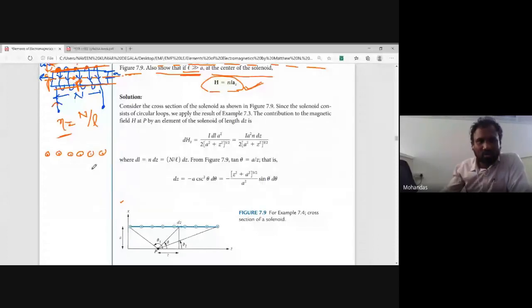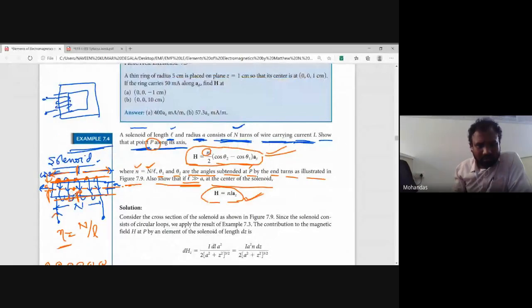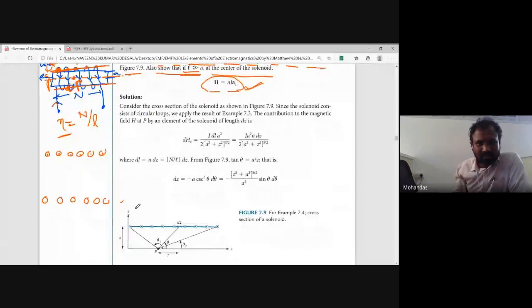And at the lower end, how is the current flowing through the conductor? Please respond. The current is flowing into the paper. Into the paper means what? It is away from the observer. How do we represent current flowing away from the observer?